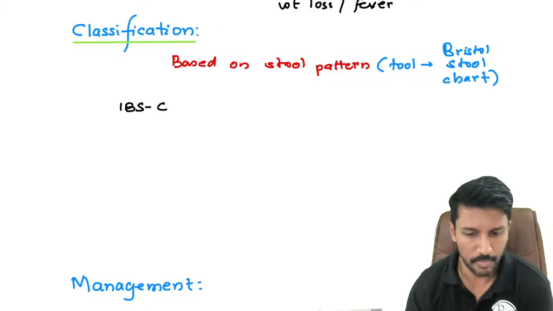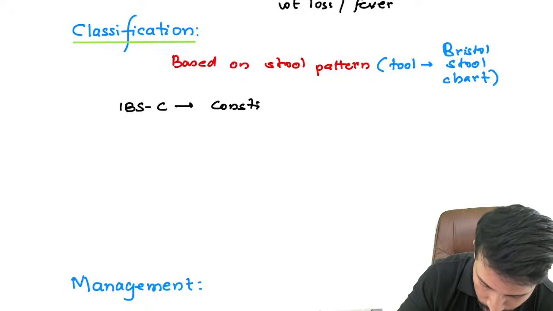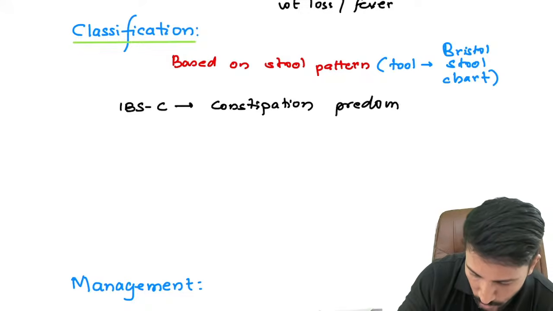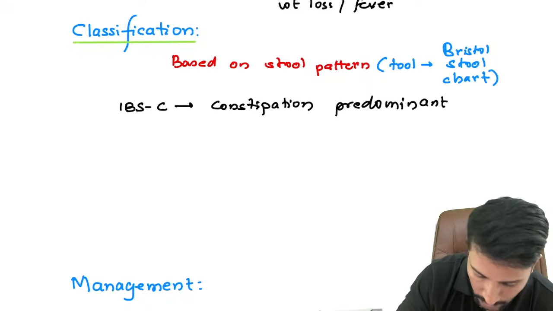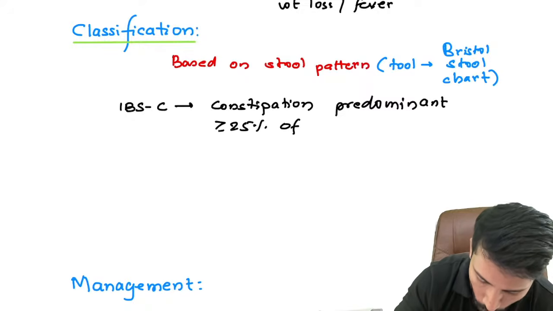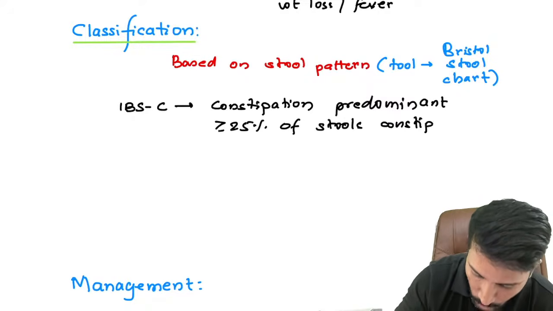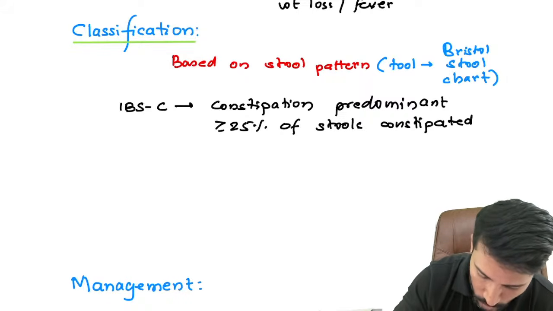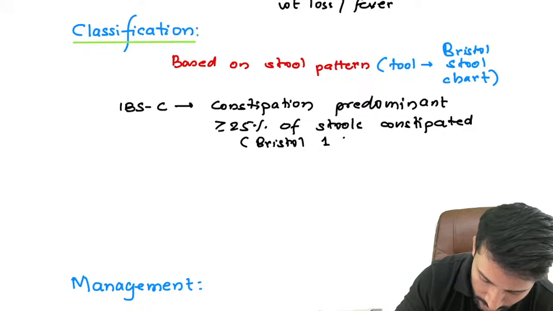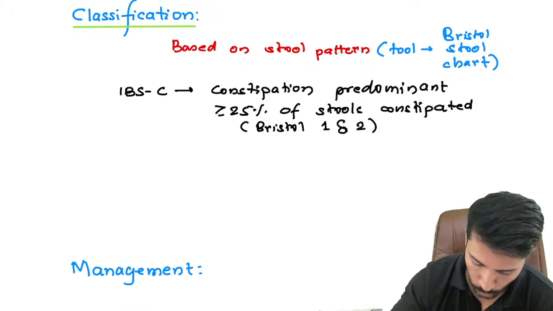IBS-C is constipation predominant. Now, what do I mean by that? Here, the patients will have greater than or equal to 25% of stools belonging to the constipation category. So what is that? Bristol type 1 and 2.